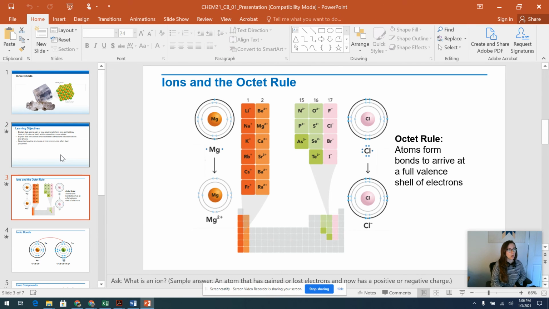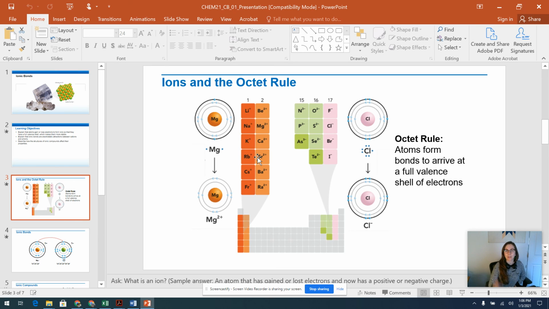Okay, so ions and the octet rule. The octet rule here still applies, just like it does with covalent bonds. So all atoms want to have a full energy level. Now the problem you'll notice is that, for example, let's look at magnesium, since that's what's here. It only has 2 valence electrons. So it's going to need to make a lot of bonds or get a lot more electrons in order to complete its valence shell, right? And it's not going to make 6 bonds with another atom.